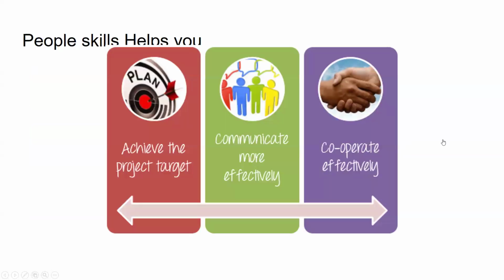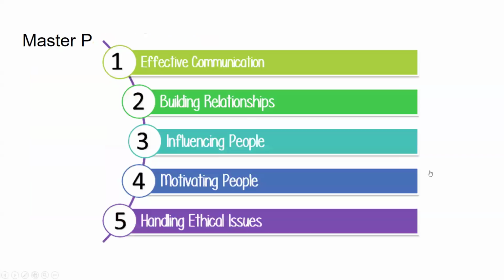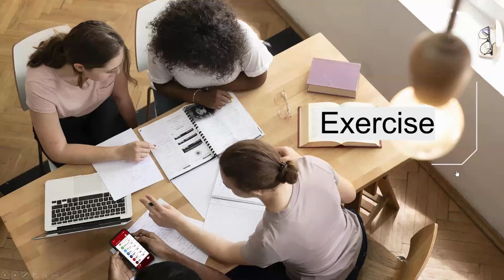So we have to achieve the targets. We have to communicate properly and cooperate effectively. Without those kinds of things, we may not be able to achieve our end goals when it comes to any kind of project, right? So these are some of the things that you need to have to successfully manage any kind of project: effective communication, building relationships, influencing people, motivating people, handling ethical issues and everything. So these are high level things.